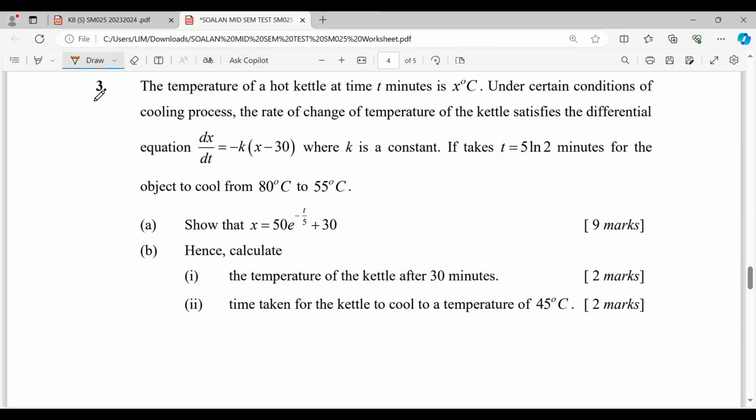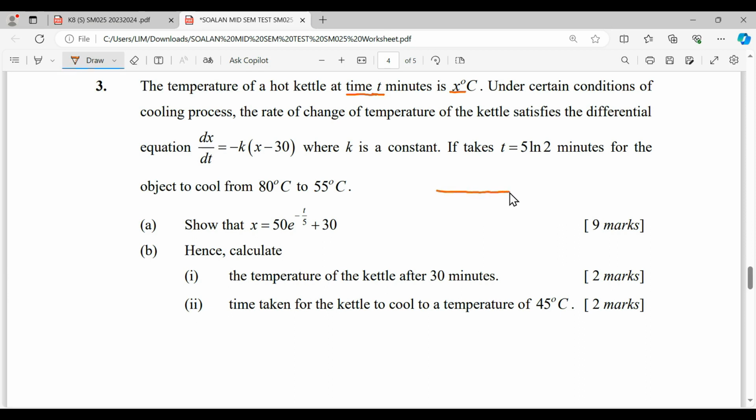Hi everyone. For this question, the temperature of a hot kettle at time t minutes, denoted as T, is x Celsius. So our variable here, we can see the symbol used is t for time and then x for Celsius for temperature. Under certain conditions of the cooling process, the rate of change of temperature of the kettle satisfies the differential equation dx/dt equals negative k (x minus 30), where k is a constant.